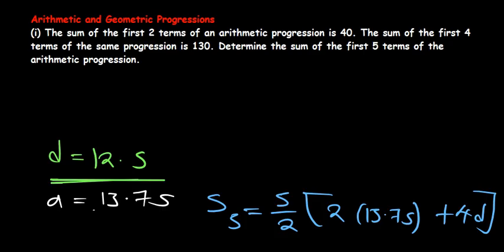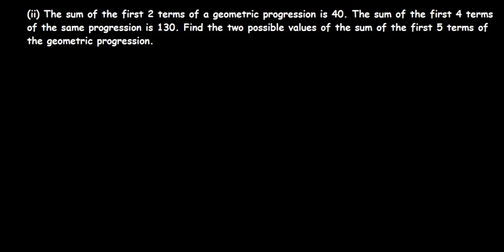Okay, so just to confirm your solution, the solution I'm getting is 193.75. Okay, now that we're done with the question on the AP, let's look at the question on the GP. The sum of the first 2 terms of a GP is 40. The sum of the first 4 terms of the same geometric progression is 130. Find the 2 possible values of the sum of the first 5 terms of the geometric progression.